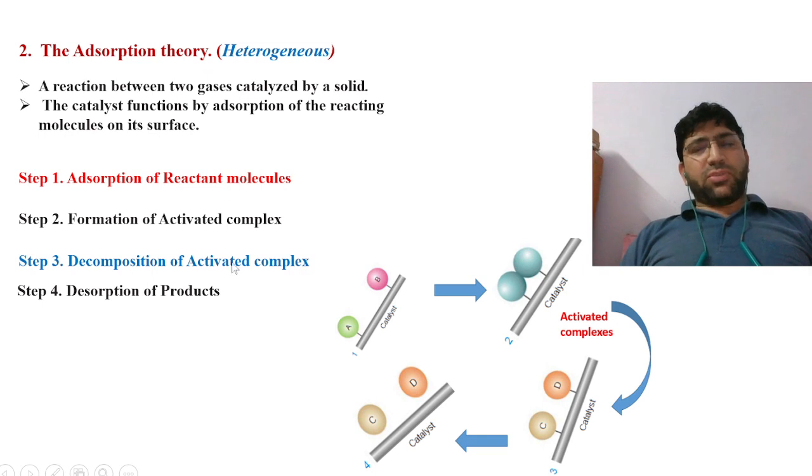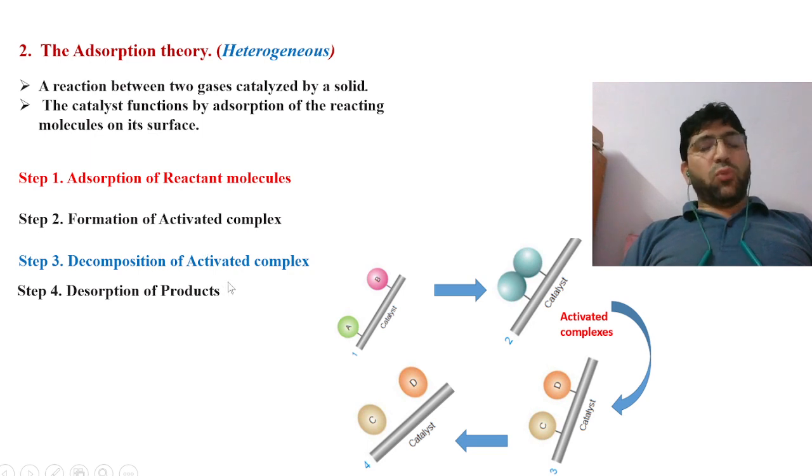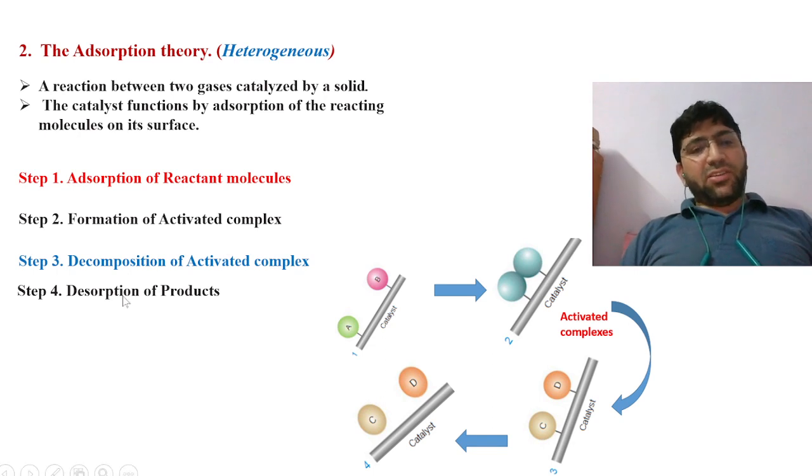explained by four steps. Number one, initially there is adsorption of the reactant on the surface of the catalyst. When the reactants are adsorbed on the surface of the catalyst, they react at the surface, meaning the catalyst provides a surface for the reaction. They form an activated complex. Then this activated complex undergoes decomposition. After decomposition, it leaves the surface after getting converted into product, and the catalyst is released.